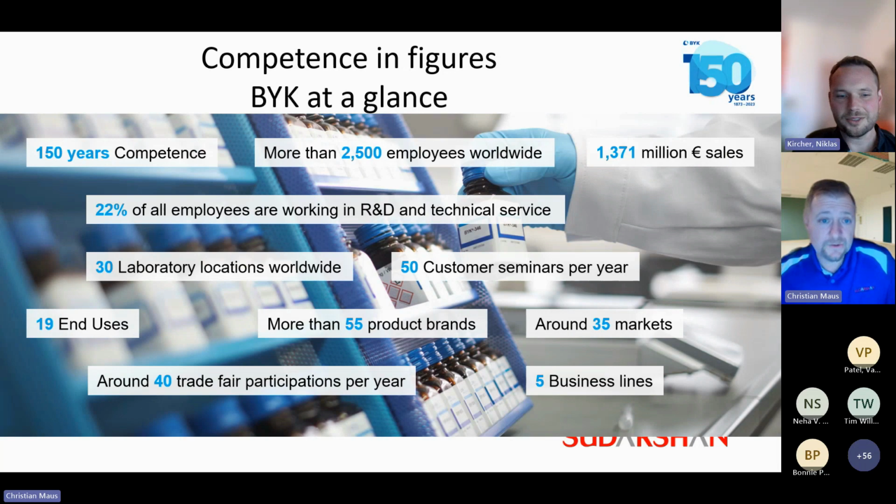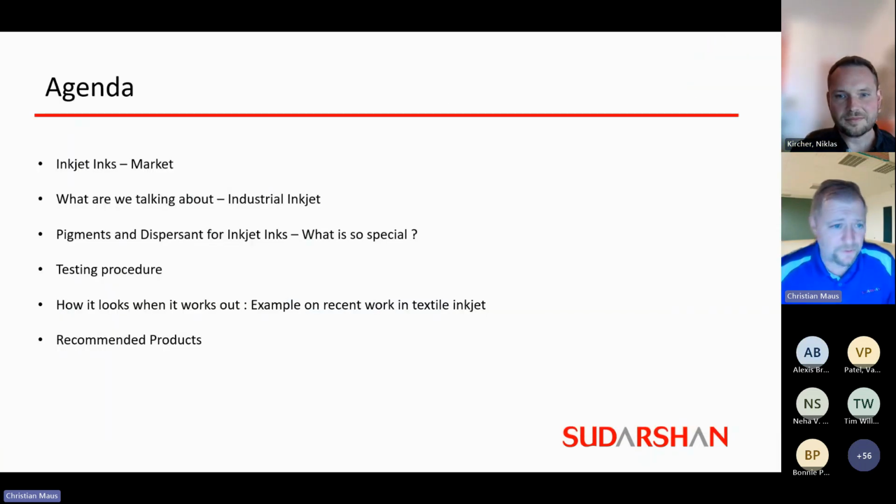Right. Okay, so today our journey through inkjet inks will start here with the agenda. Let me quickly introduce you. We want to have a wild ride through several topics. We'll start with inkjet inks, the market, and what we are really talking about today is industrial inkjet. And then we try to work our way down to pigments and dispersants, because those two ingredients are the basic thing you start with when you want to formulate an inkjet ink.